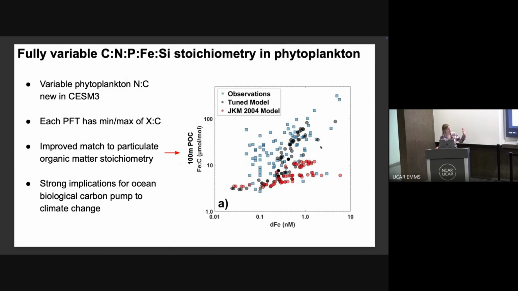So this plot is showing the 100-meter POC flux iron to carbon ratio as a function of dissolved iron concentration. And so the previous version of the model is in red, the observations are in blue, and now the new version with the tuned stoichiometry is in the black dots. So they're better matching the observations. And under climate change, you could get more expansion of nutrient limited areas. And so this could have important implications for the biological carbon pump.